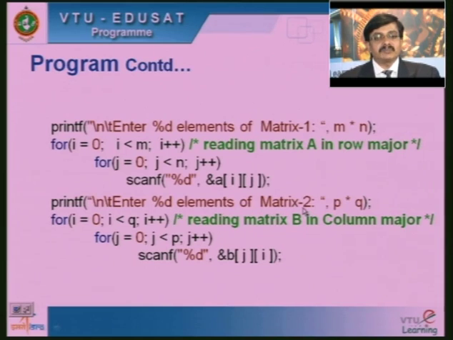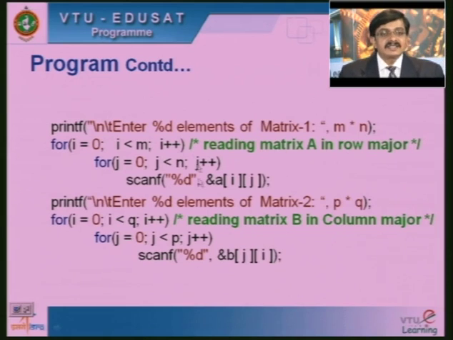Matrix 2 means matrix B, and here Q is the number of columns, P is the number of rows. So, the scanf statement is scanf %d ampersand B of j i. Here it is A of i j in case of reading the A matrix, whereas here it is B of j i. This particular change is because we have to read the matrix B in column major order. So, here we are reading the matrix A in row major order, and here we are reading the matrix B in column major order, right.